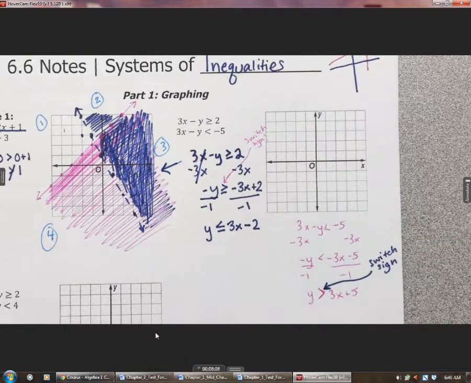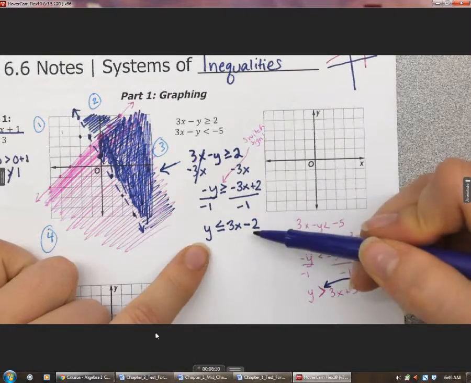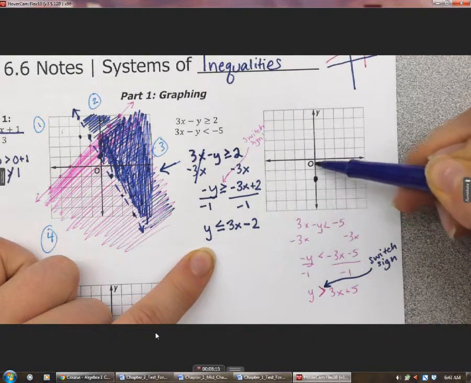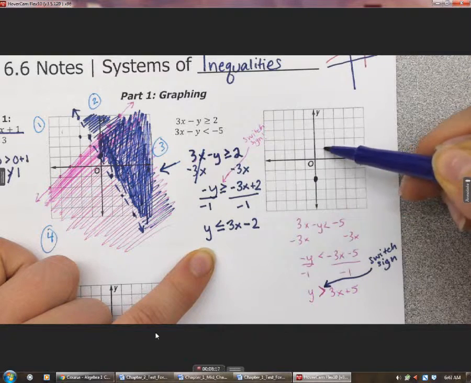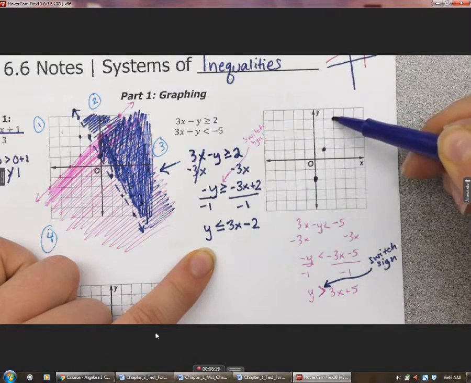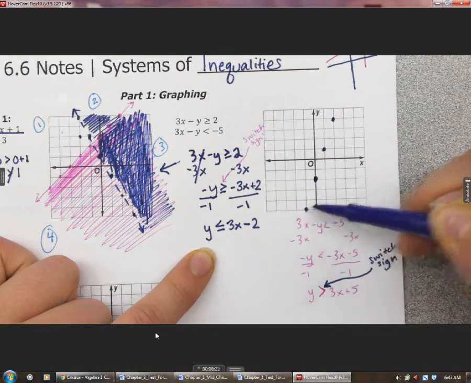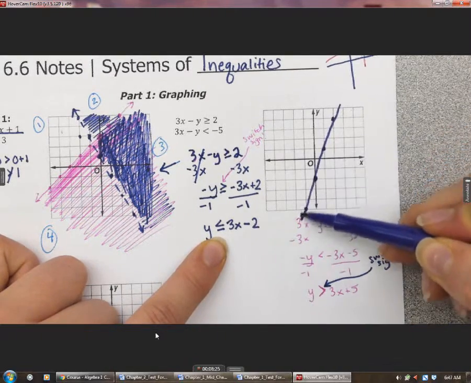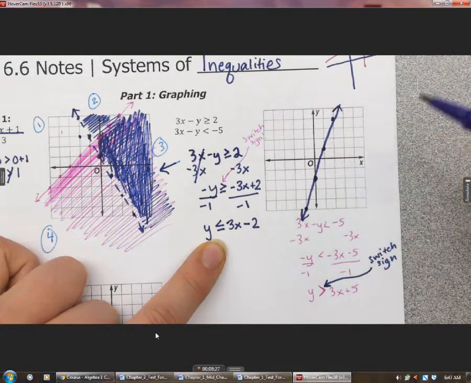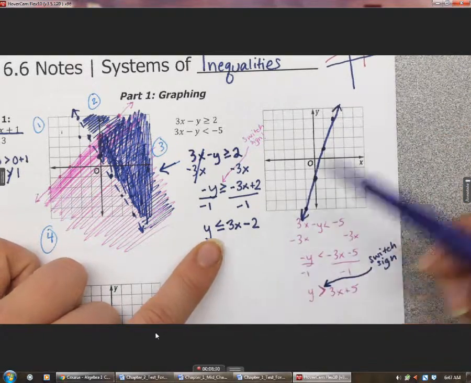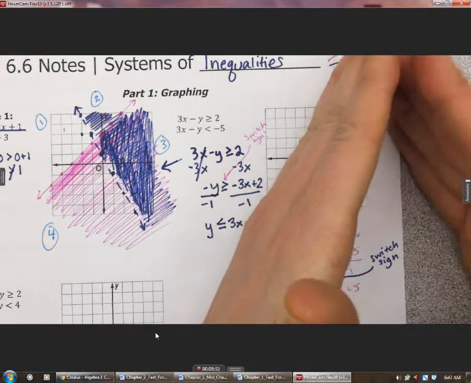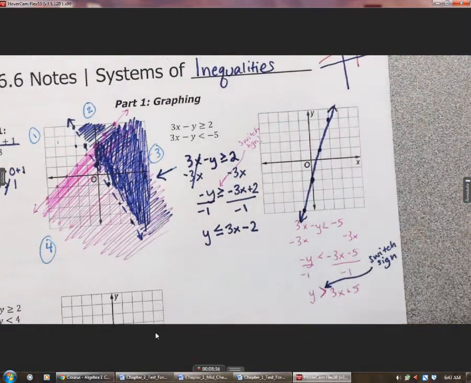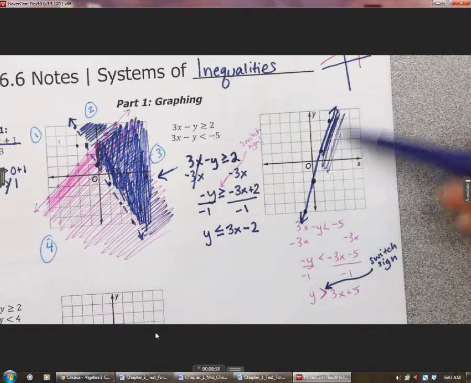Okay, now we're ready to graph. So I'm going to come back to my purple line and graph this one. Go down 2. I'm going to go up 3, over 1. This line will be solid. And I want to shade underneath this line. So if you imagine this like a roof, shade underneath it. We're going all the way over here, shading this side.